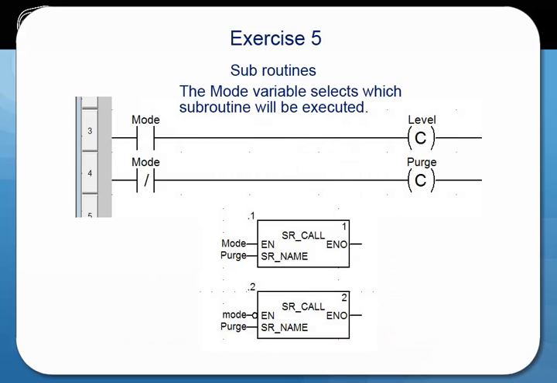Here is an example using a switch to select one subroutine or another. If the mode variable is on, the level subroutine is executed. If the mode variable is off, then the purge mode is executed. Both function block and ladder diagram are shown.